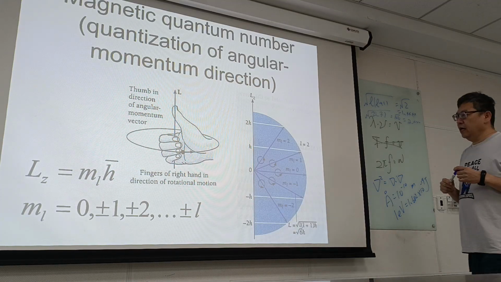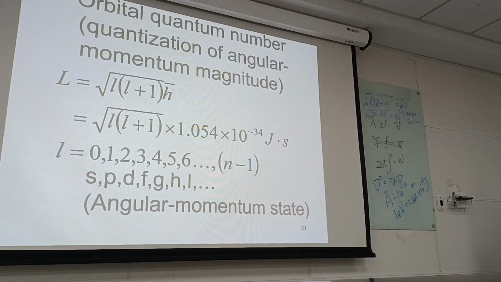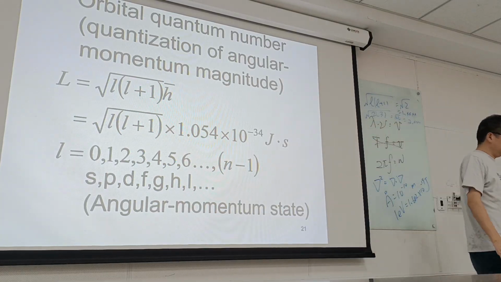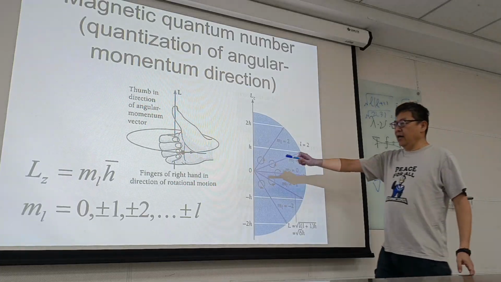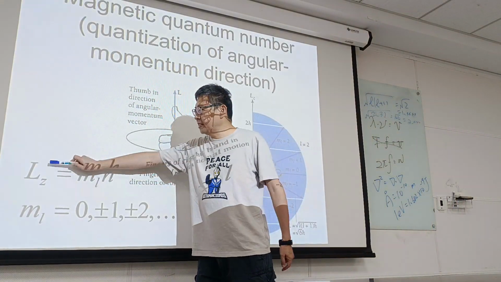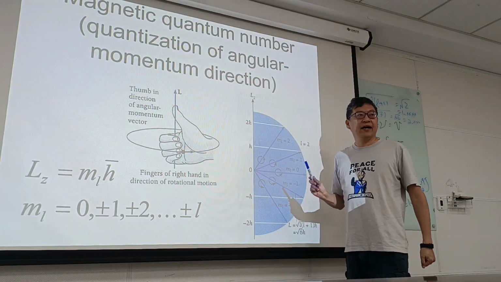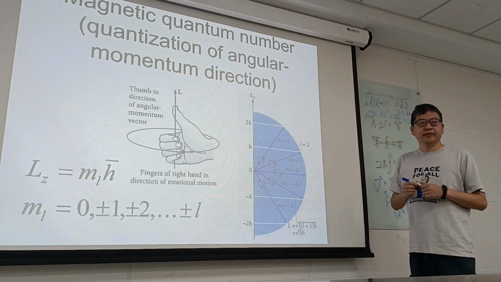So L equals this one. ML is the z component of L.